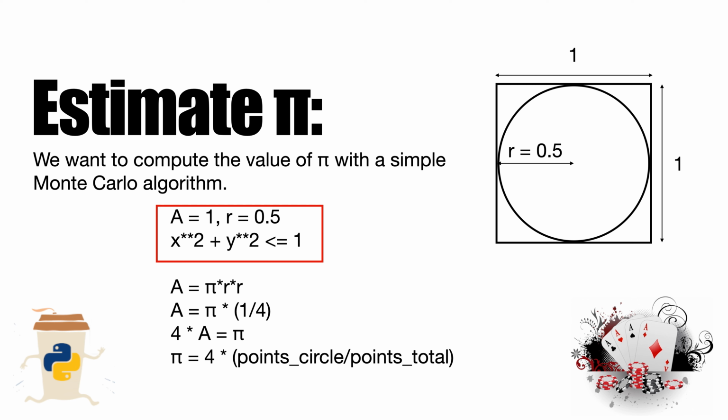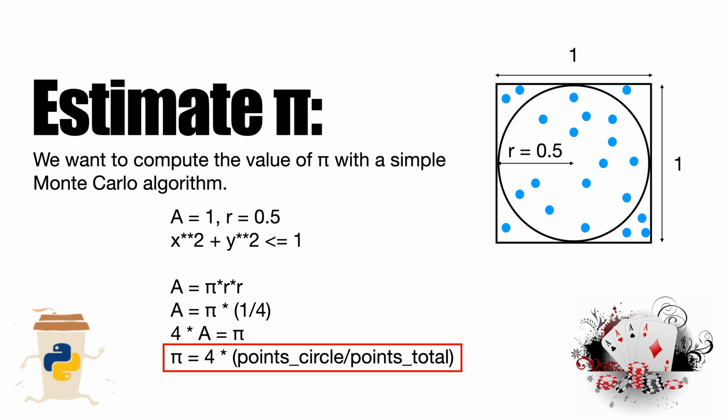And we will generate points randomly on the square, like this. And then we can check how many points ended up inside the circle and how many points we have in total. This can be used to compute a very close estimate of pi. Of course, it depends on the number of points you will generate randomly, but that's not a problem with a computer program. So how can we implement this algorithm?